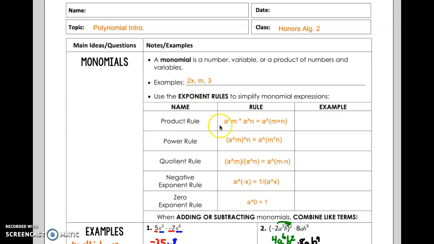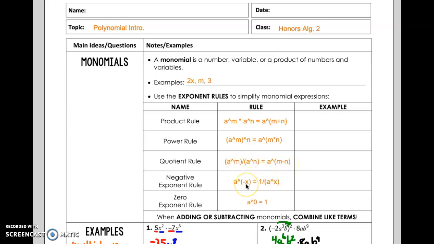So product rule, remember if we have a to the m times a to the n, we're going to add those exponents together. If we have a power to a power, a to the m raised to the n means we're going to multiply those exponents. Quotient rule, again, dividing means we subtract those exponents.